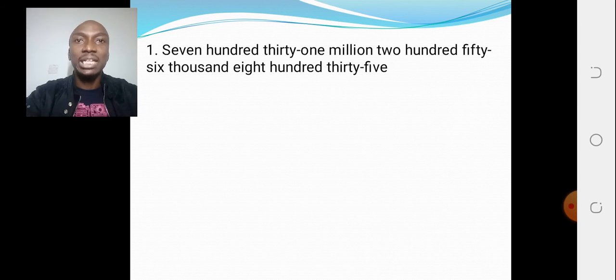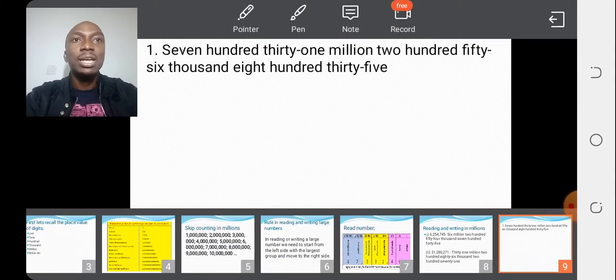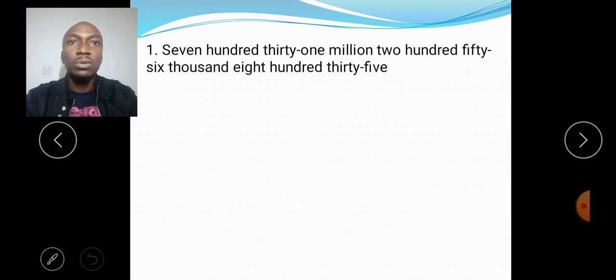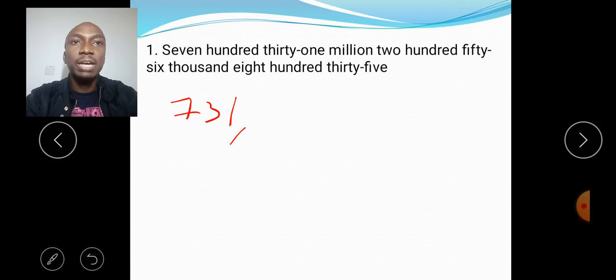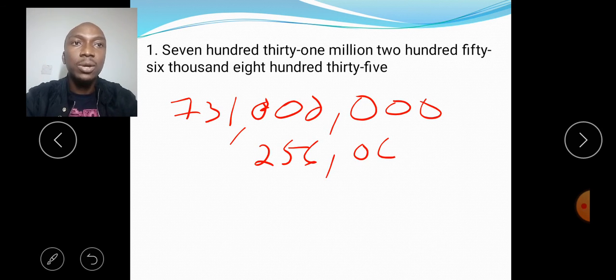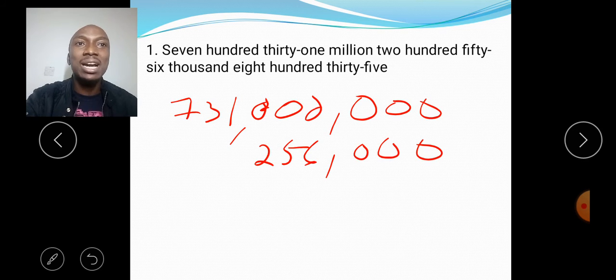Now let's see how we can write this number in million. Let's write it in digits. Now this number says 731,256,835. So let's write out the million part now. 731 million. Let's write it out. 731. Don't forget million has 6 zeros. So we have 1, 2, 3, 1, 2, 3. It's 731 million. The thousand part says 256,000. We start from here because it's 1,000, 256,000. Right? Good. 835. We'll write it here in the 100 column.